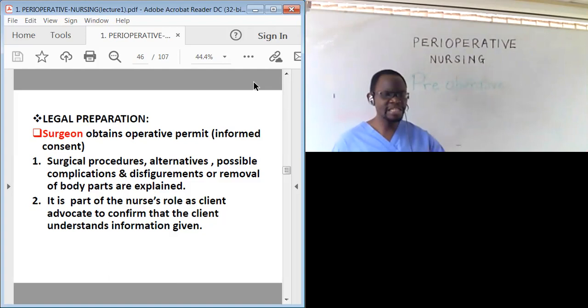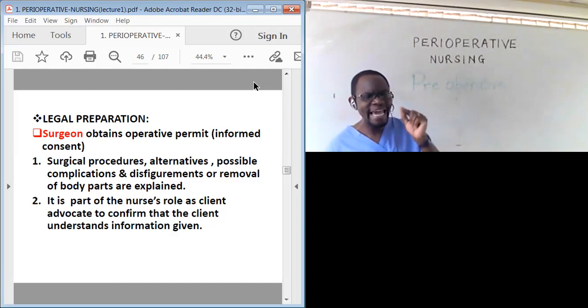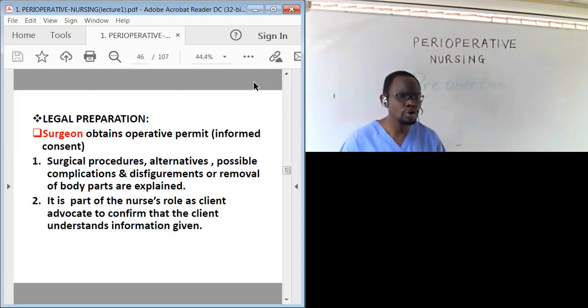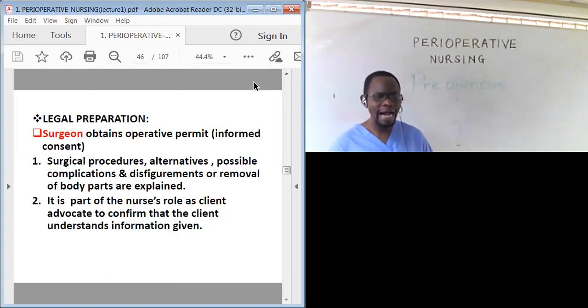These should be explained to the patient. What are the possible complications that will come out of the surgery? And then what disfigurement will occur, or removal of what will occur? If it is a hysterectomy, then you need to explain that we are going to remove this and that. If you're going to remove one part of the fallopian tube, then you need to explain to the patient what disfigurements are going to happen. All this is explained by the surgeon.